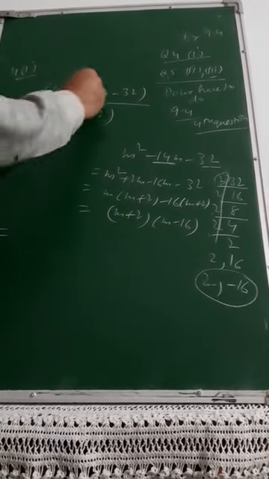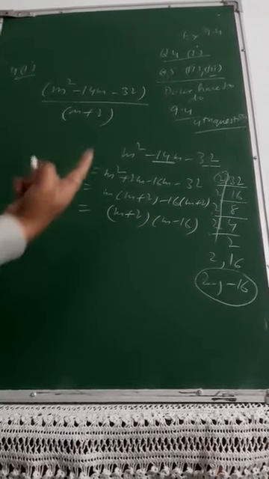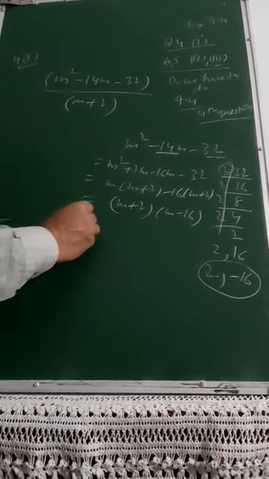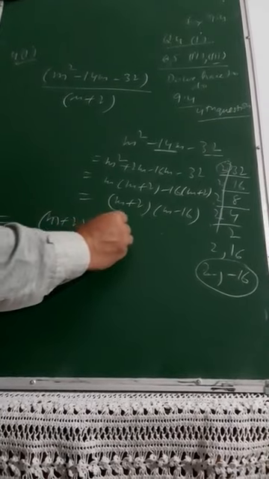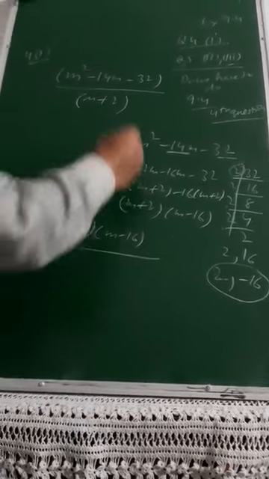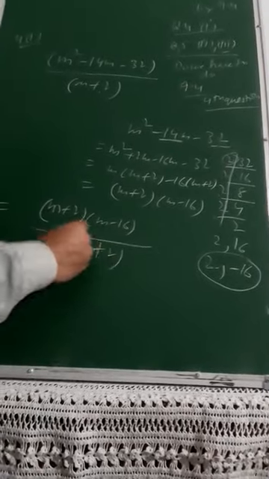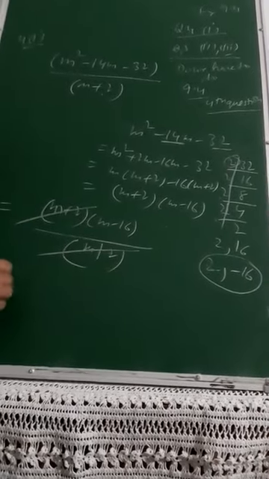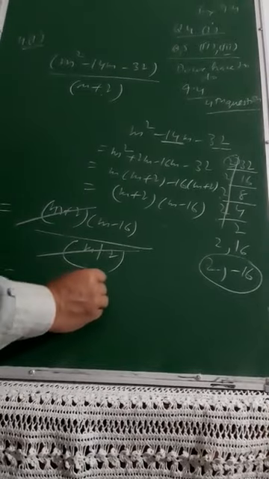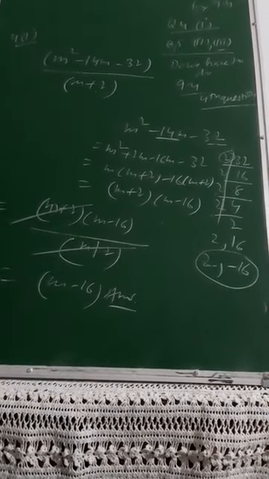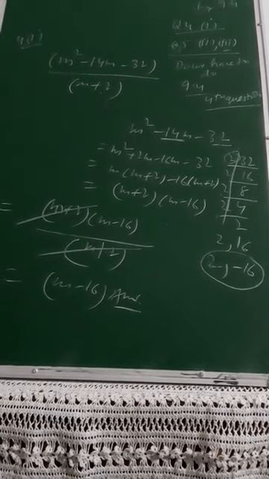Now I will shift this, and you have to show all this in your fair work only, and then you write this in terms of m plus 2 into m minus 16, and upon it is m plus 2. So now you are free to do this cancellation, and you will be left with your answer m minus 16. That is the answer for the first part of question number 4.